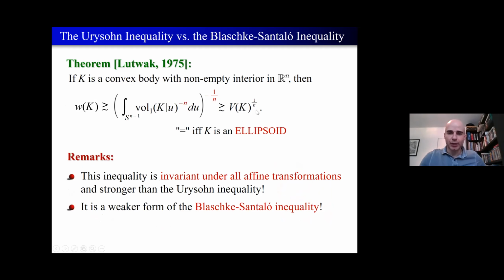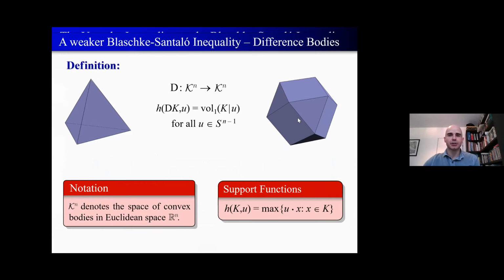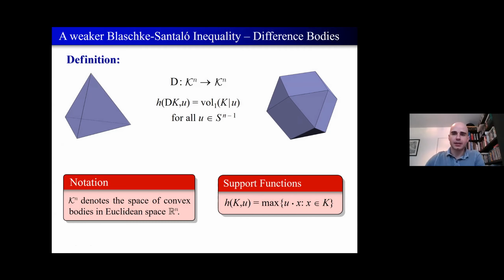The inequality that we have here on the right-hand side is a consequence or a weaker form of the Blaschke-Santaló inequality. It coincides with the Blaschke-Santaló inequality for centrally symmetric bodies, but for asymmetric bodies, this is a weaker form. And I actually want to spend a little bit more time with this weaker Blaschke-Santaló inequality because you can reinterpret it as an inequality for difference bodies.